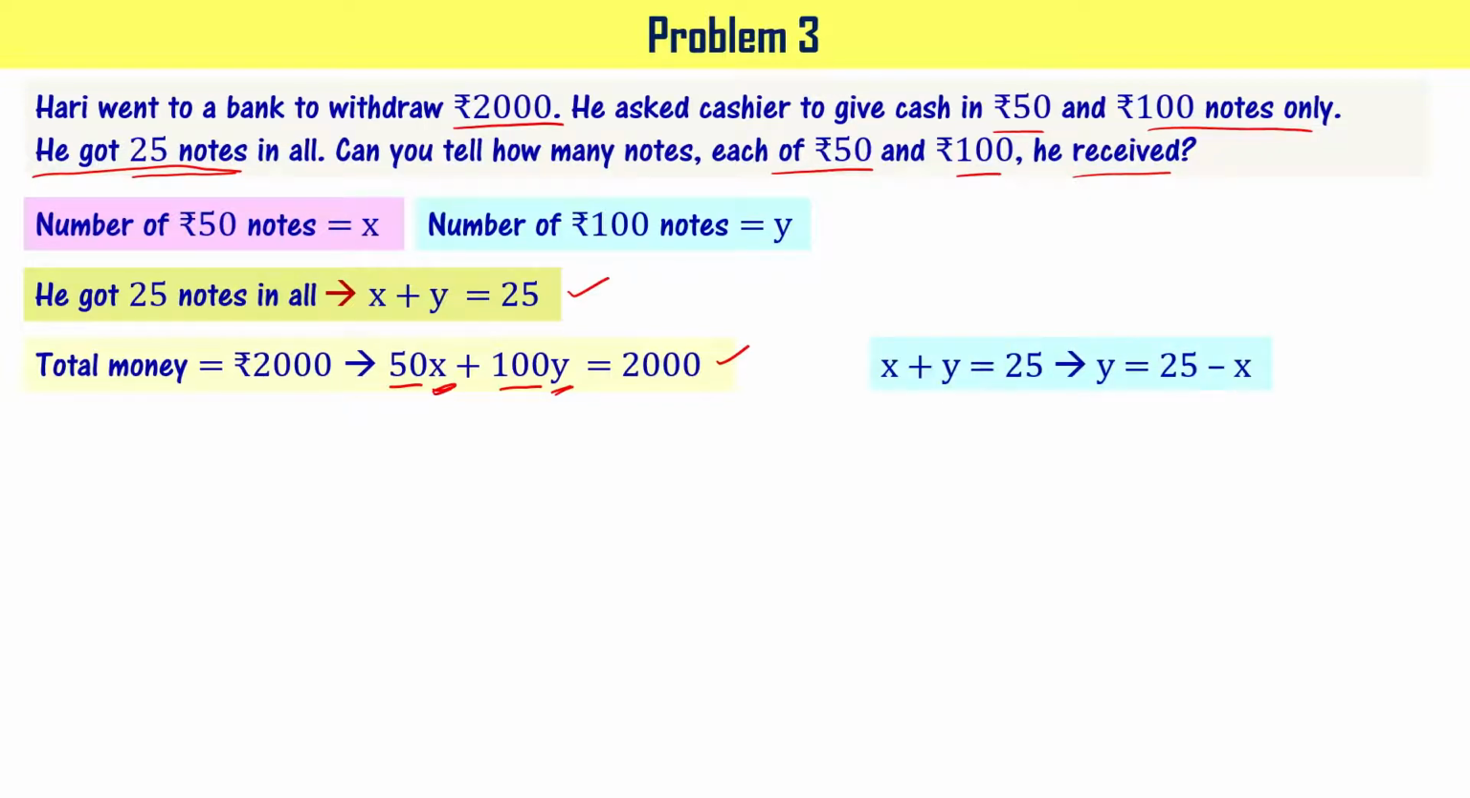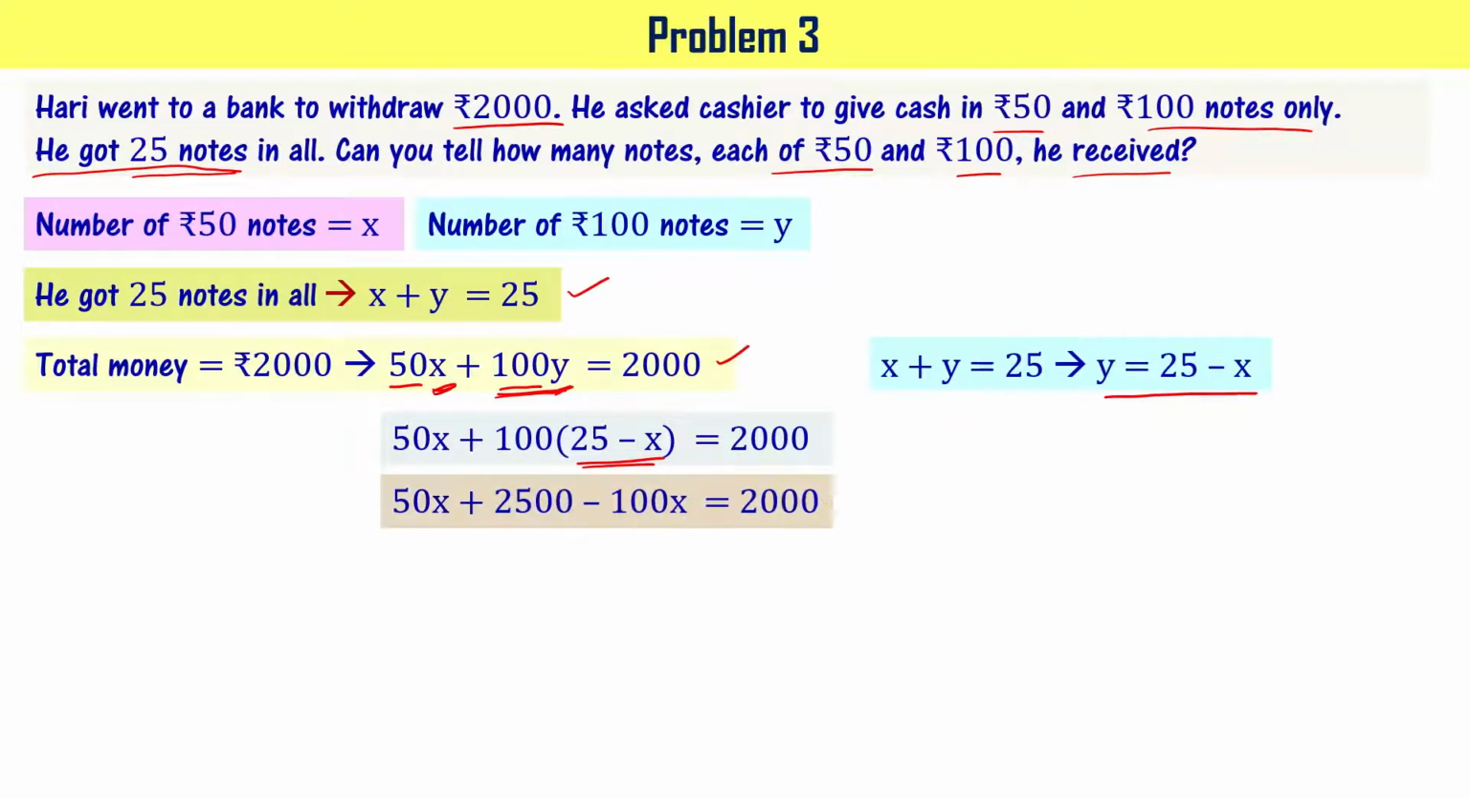Let me write the first equation, x plus y equal to 25, as y equal to 25 minus x. Now I can substitute y equal to 25 minus x into this part of the equation, right? Let's do that now. So the second equation becomes 50x plus 100 times (25 minus x), that is substituted for y, equal to 2000. When you simplify it, you can write it as 50x plus 2500 minus 100x equal to 2000.